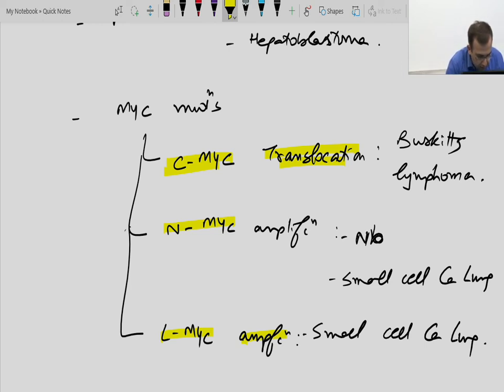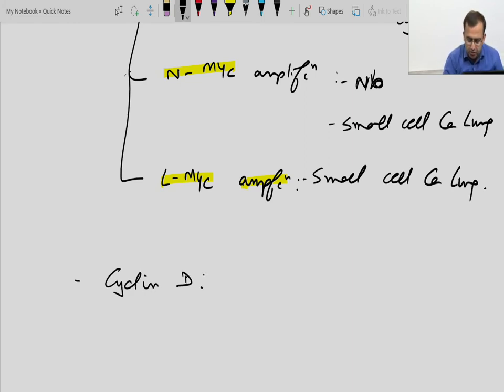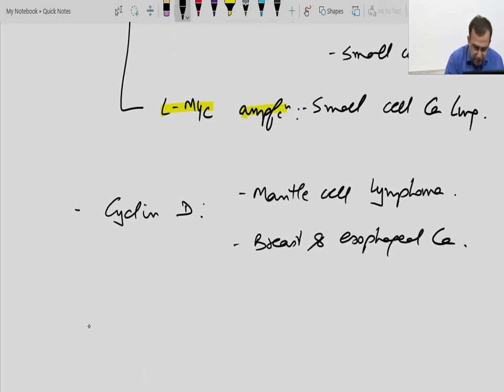Next, cell cycle regulators, that is the proto-oncogenes. Cyclin D1 expression is seen in mantle cell lymphoma, breast and esophageal cancers, versus cyclin E overexpression, which is seen in breast cancer.